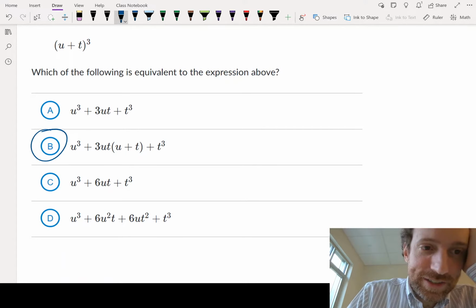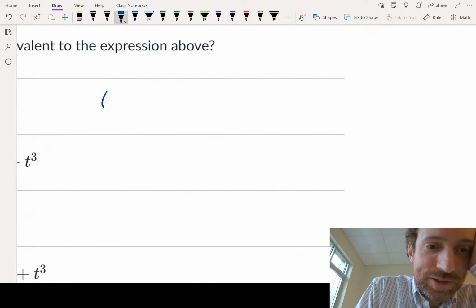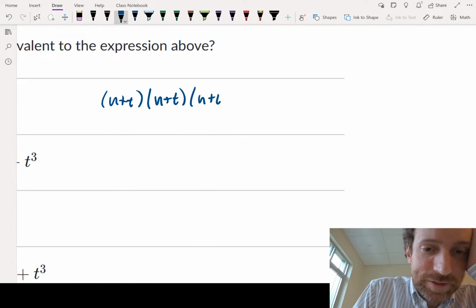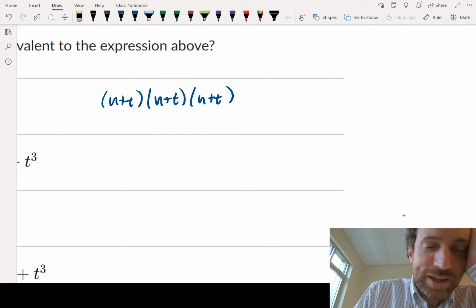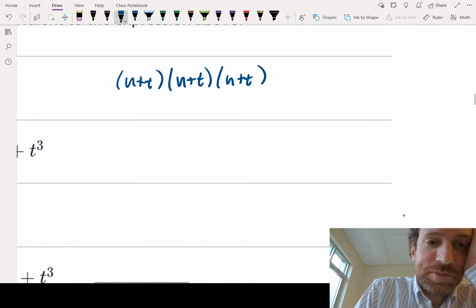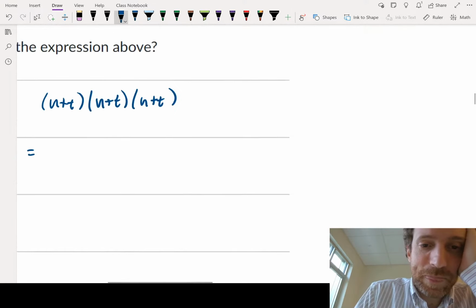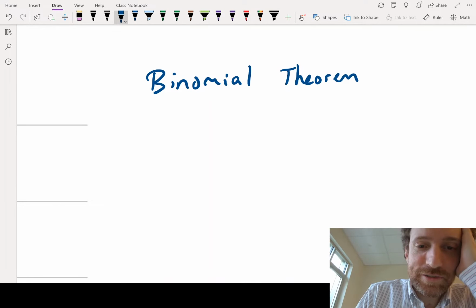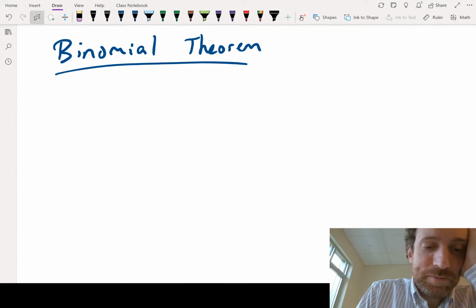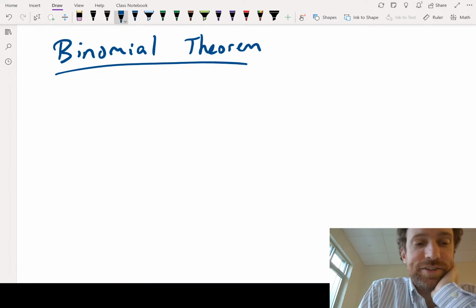There are two ways essentially to solve this problem. One is you could do u plus t cubed like this. You can distribute either by doing these two first, or you can actually just distribute all the things times all the things. However, there is another way to solve this problem, and that is to use the binomial theorem. If you don't remember the binomial theorem, then don't worry about this. I'll just show it briefly. It's definitely not necessary for the SAT, but the binomial theorem relies on Pascal's triangle to compute powers of binomials.